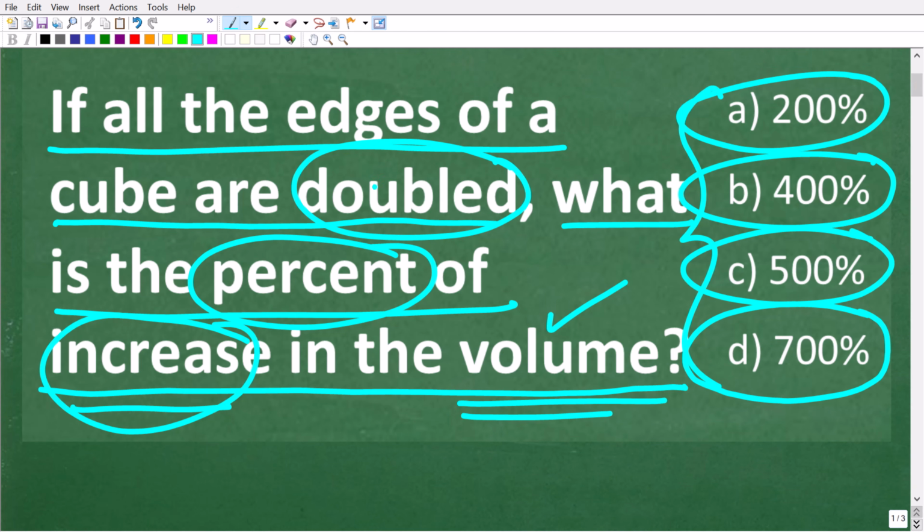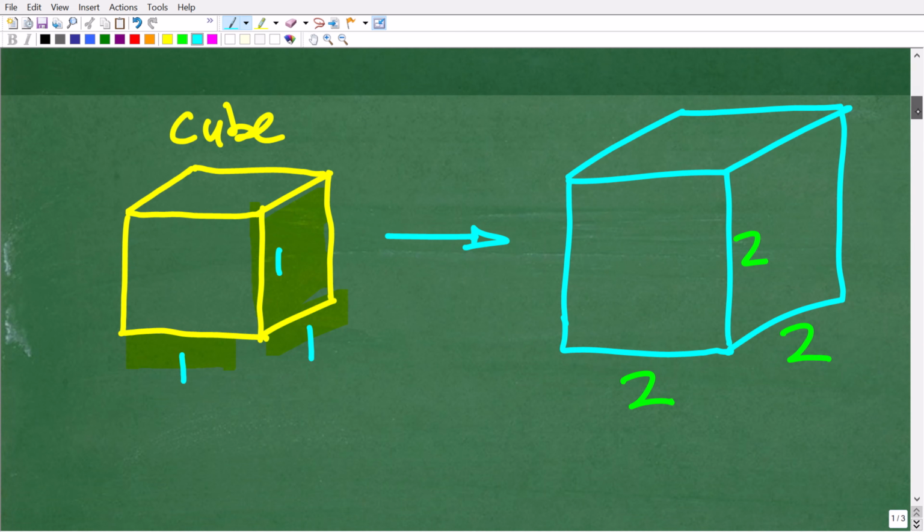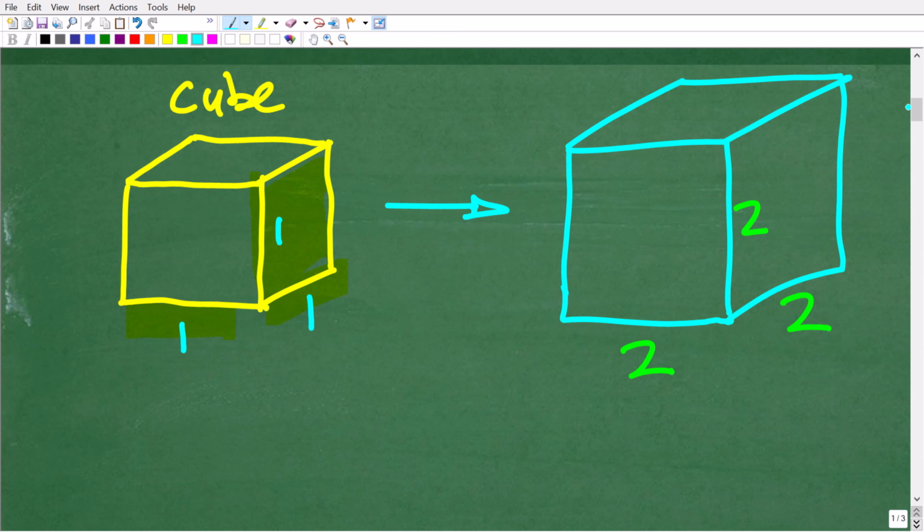So it says if all the edges of a cube are doubled, what is the percent of increase in the volume? All right, so here is the situation. Now we need to understand how to find the volume of a cube. Now that we understand visually what's going on in this problem, we need to understand the formula for the volume of a cube.